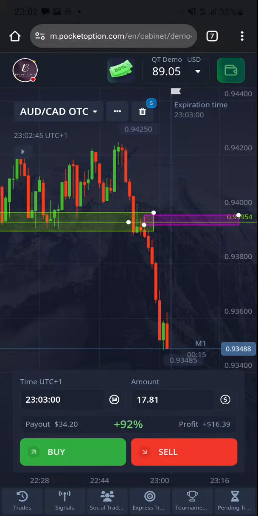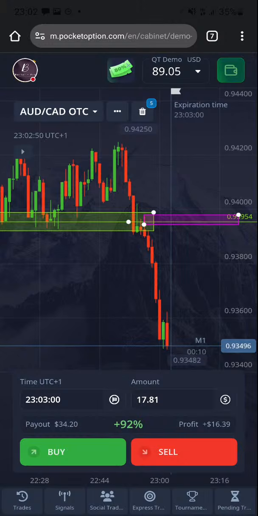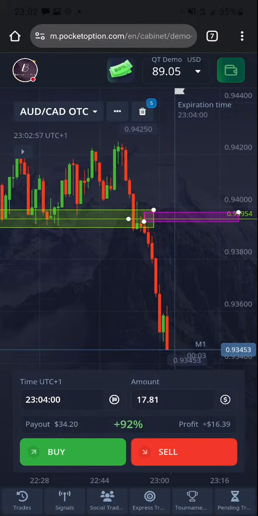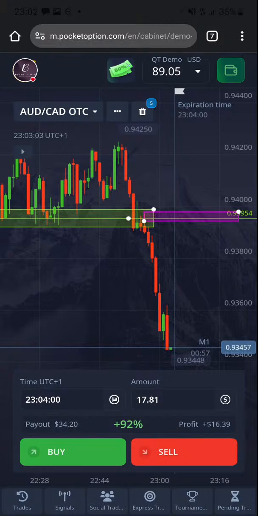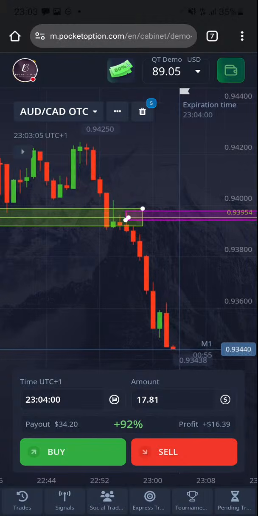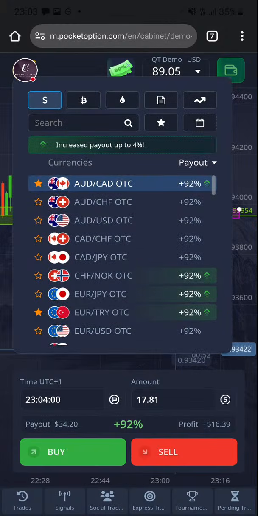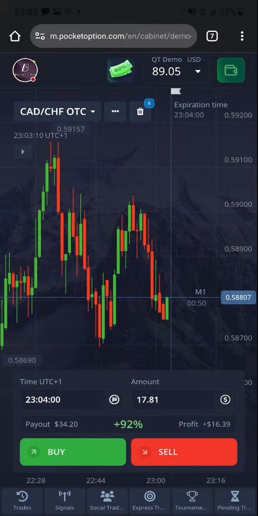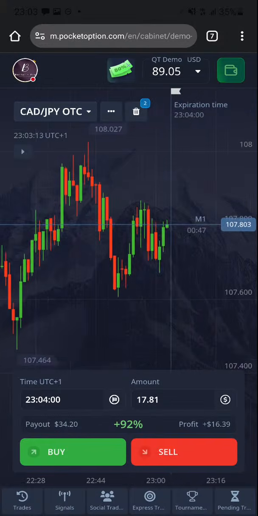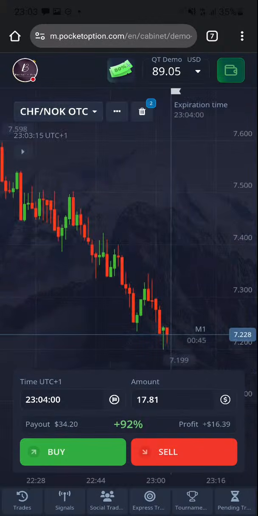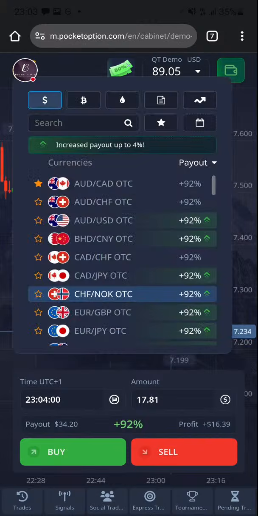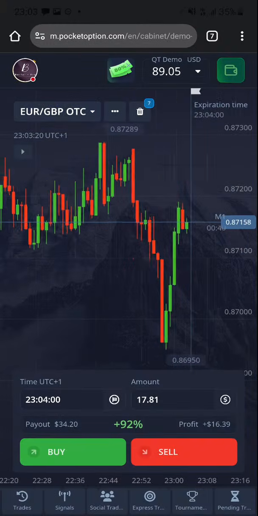We have a round number. Look at this round number, 0.94,000. When you have round numbers somewhere, the more zeros you have there, the stronger that level is. So round numbers act like support and resistance in the markets. You understand? There are cycle levels and psychological levels in the market that you can actually bank on, especially when you already have a reason to take a trade there.